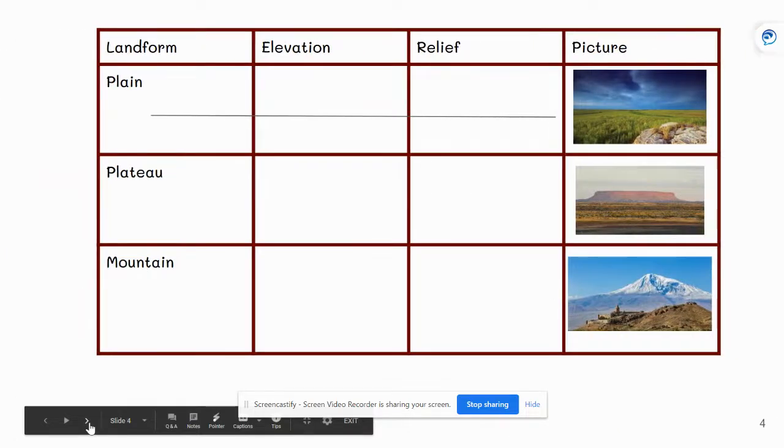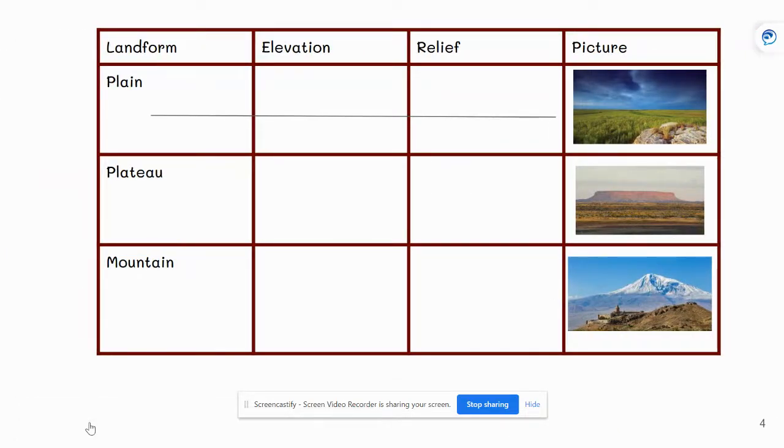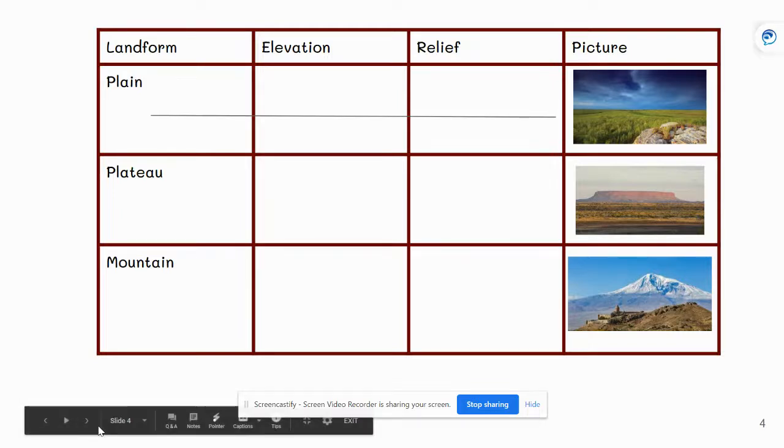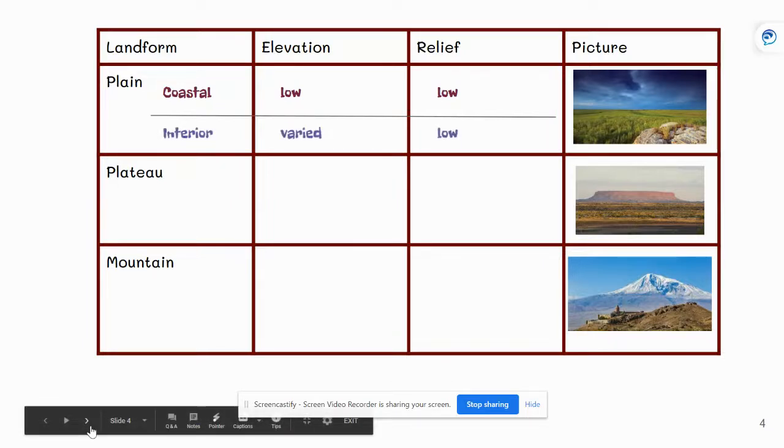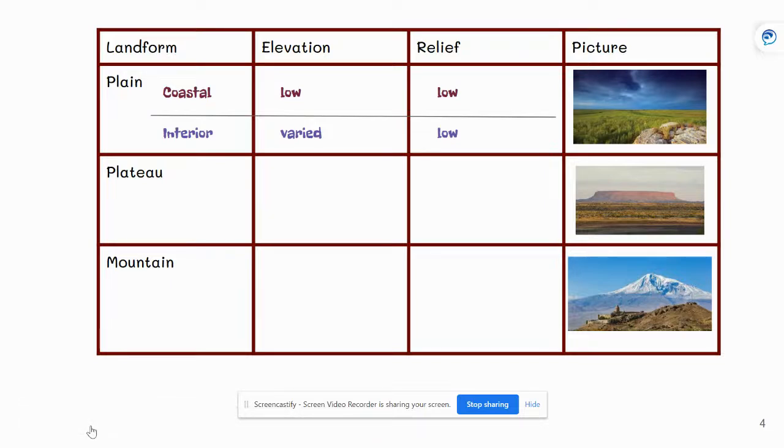As we're talking about landforms, we're going to look at 3 main types: plains, plateaus, and mountains. For plains, we can further divide them into 2 types. We can have a coastal plain, which, as its name suggests, is going to be found along the coastal regions of continents. It has a low elevation and low relief. An interior plain is found in the inside of continents, so far away from the margins and borders. It has varied elevation and low relief.